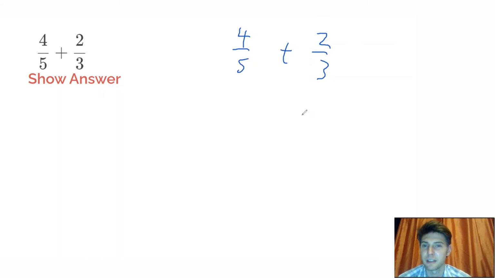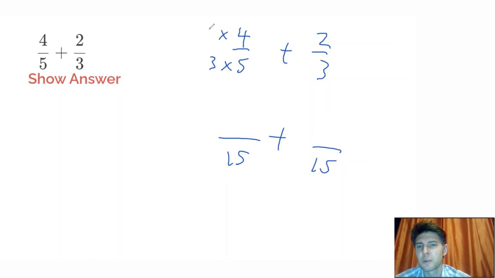It's 15. So what do we multiply this 5 by to give us a 15? It's going to be 3. So we also want to multiply this 4 by 3. And 4 by 3 is 12.